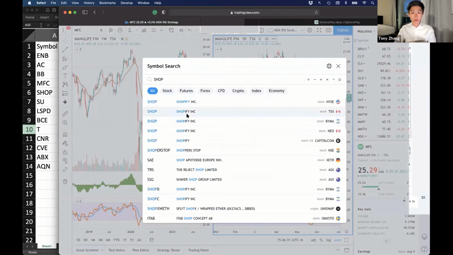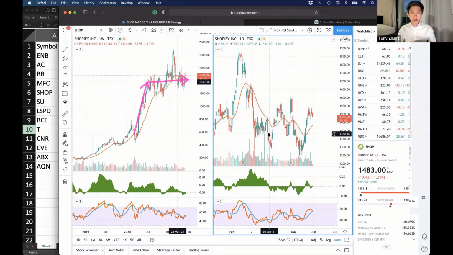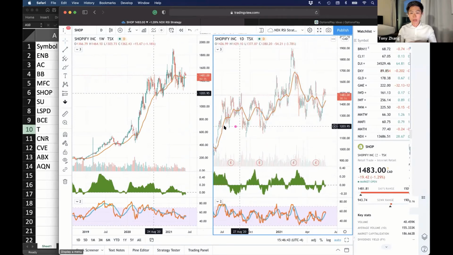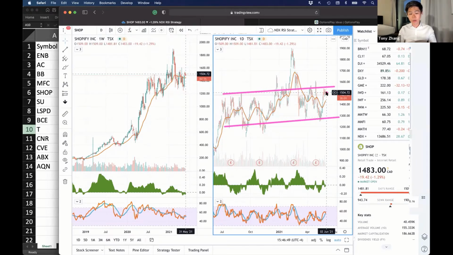I know there's a lot of requests for Shopify. If you look at the chart, there was a very strong uptrend here last year during the pandemic, and then it slowed down substantially over the past few months, in terms of how this stock has moved sideways. You have largely what I would consider a fairly slow uptrend here for the stock, and it's currently trading near the upper bound of that range.